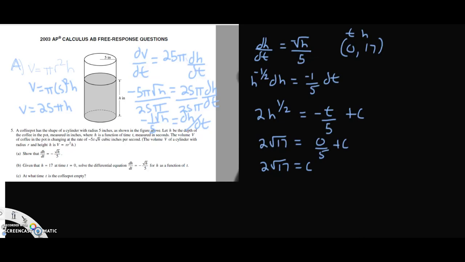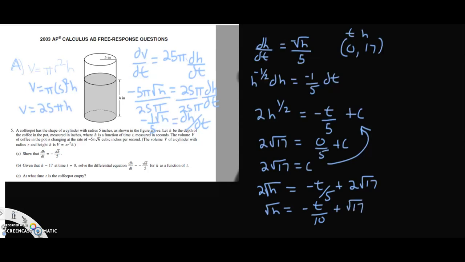So now when I have this equation, I'm going to go back in here and plug it in here. So now I'm going to get 2 root h equals negative t over 5 plus 2 root 17. I'm going to divide everything by 2, so now I'm going to get root h equals negative t over 10 plus root 17. Now I'm going to have to square both sides, so now I'm going to get h equals the quantity of that function squared. That's going to be tough to fit. So that's what h equals.